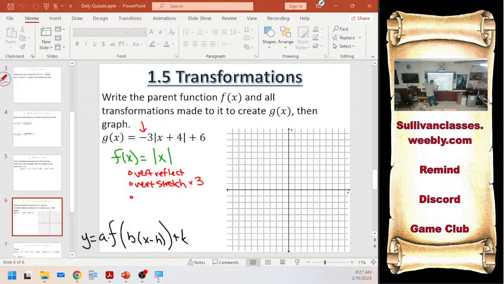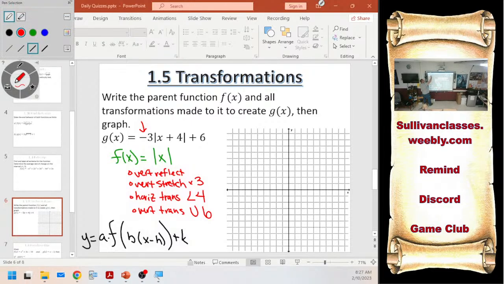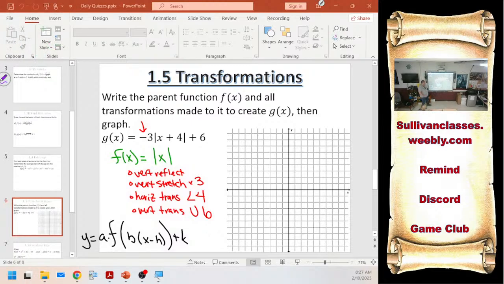And a horizontal translation, we're going to go left 4, and a vertical translation, up 6. So we have the parent function and 4 different things that happen to it. The translations determine where my vertex goes. Normally it's at 0, 0 origin. I'm going to go left 4, up 6. So 1, 2, 3, 4, 1, 2, 3, 4, 5, 6.